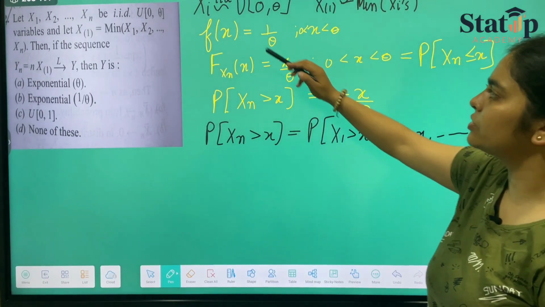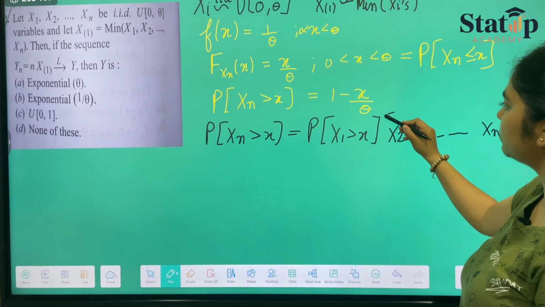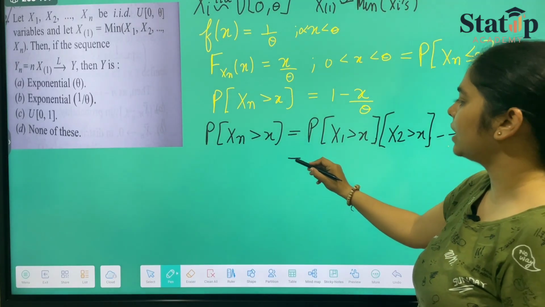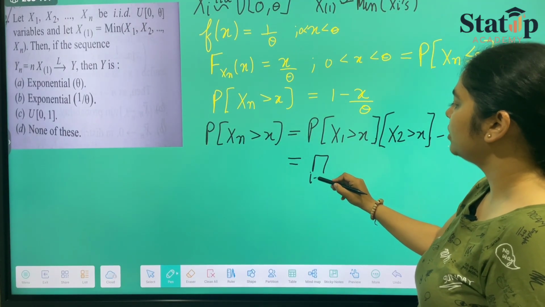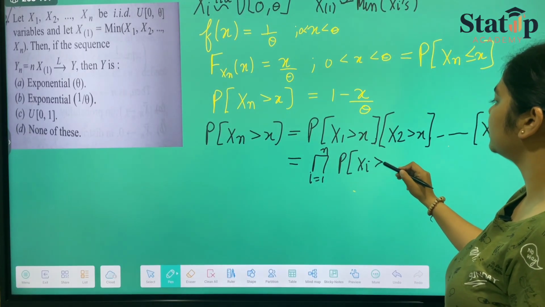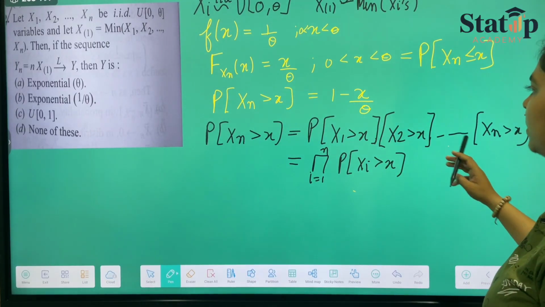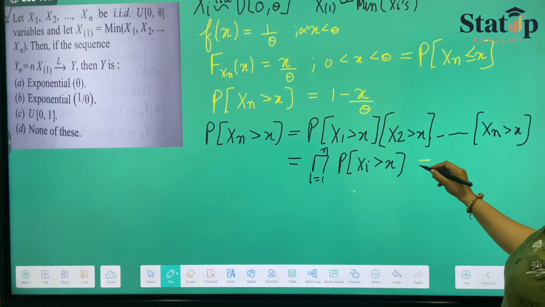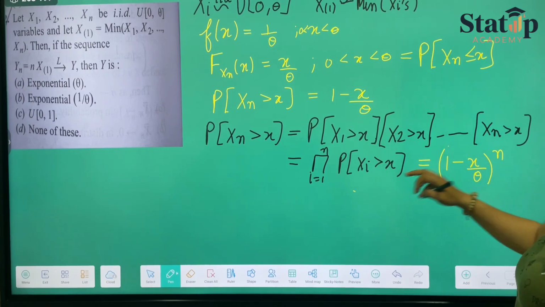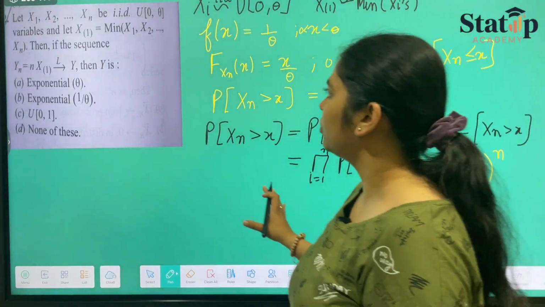But these are, as you know, identically and independently distributed, so we can write them as a product, I going from 1 to n, of the probability that Xi is greater than x. Now the probability that Xn is greater than x is 1 minus x by theta, and this will be equal to 1 minus x upon theta, whole raised to the power n, because the n terms are multiplied like this. So here we have got this.